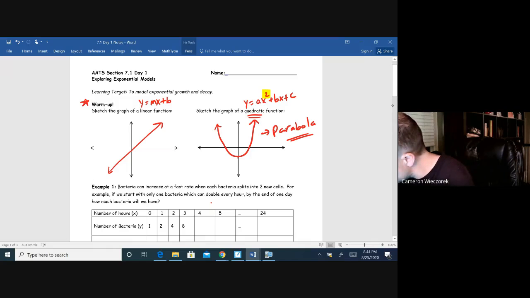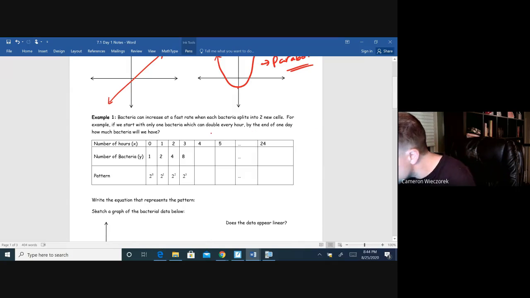Okay. So let's look at another example. Paper folding is a good way to start. Bacteria multiplying is a classic example of an exponential function. So if we look at example 1, it says bacteria can increase at a fast rate when each bacteria splits into 2 new cells. For example, if we start with only 1 bacteria, which can double every hour, by the end of 1 day, how much bacteria will we have?